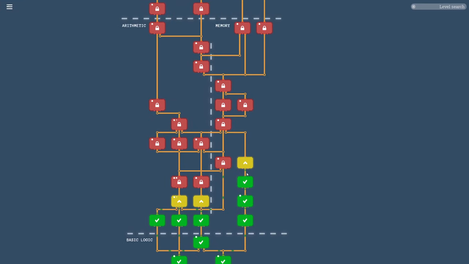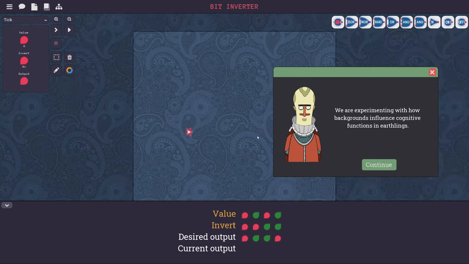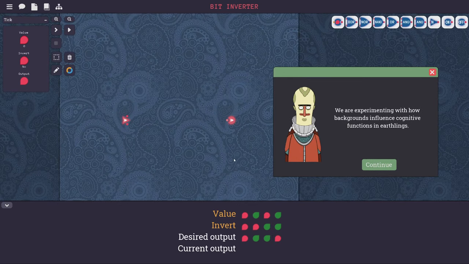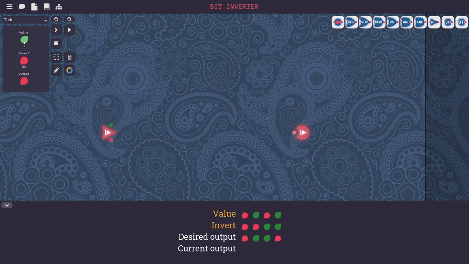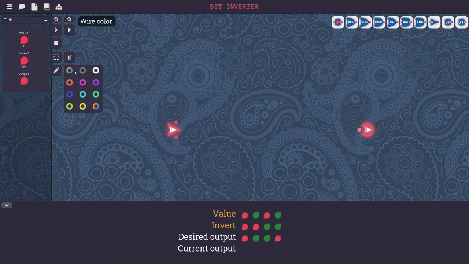And let's do one more while we're on it. Tick inverter. We are experimenting with how backgrounds influence cognitive functions in Earthlings. So that's why the backgrounds have been changing every level. I've been wondering about that. When invert is high, output the opposite of value. Otherwise, just output value as is. All right, so we have a value toggle here, and we have an invert toggle here. We also have this wire color and this wire comment.